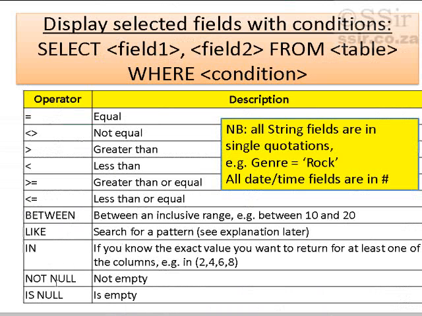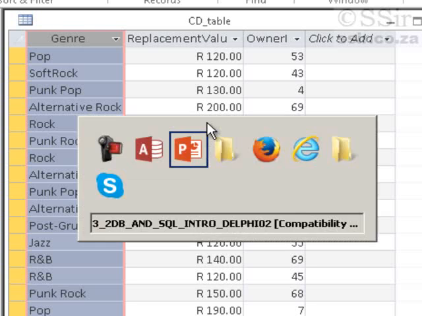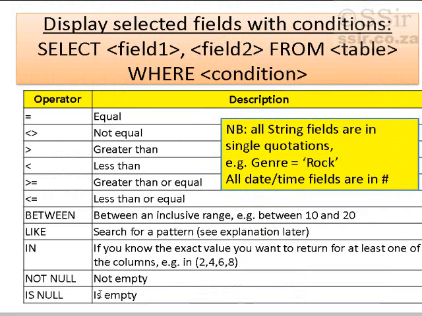So the last two, not null or is null, we will use when we have a field that doesn't have a value in it. In our table example that I'm busy with, there are no such fields, they all have values, but we could say, select genre from CD table where replacement value is null. In other words, there isn't a value, nothing's been entered. It's not zero. Is null means nothing has been entered into that field. So is null or is not null refers to whether the field is empty or not. And like, we will do a little bit later.